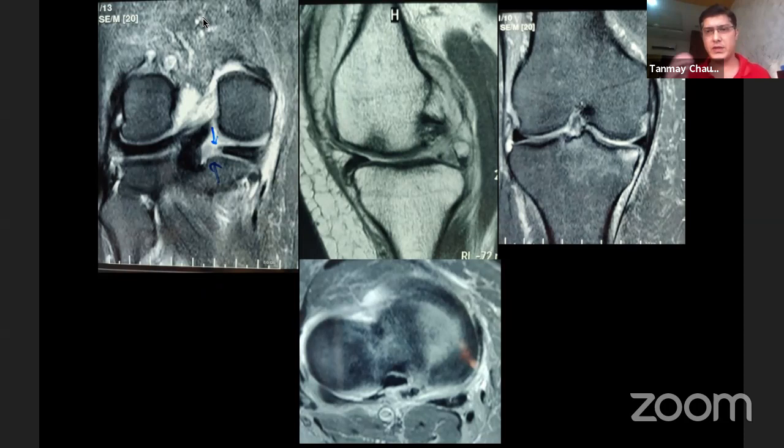Probably this is the right case, which even Sanjay was telling. Sanjay, in this case where you have a root tear with varus and maybe a cartilage lesion there, Tanmay's question is basically, would you conserve it? Would you osteotomize it? Or would you combine a root repair with osteotomy?